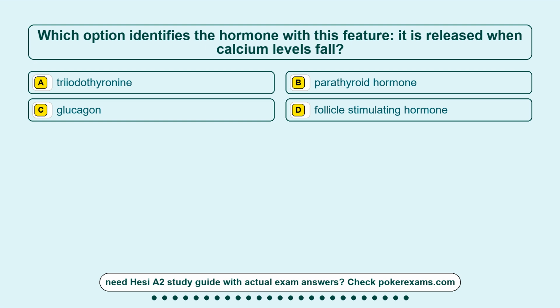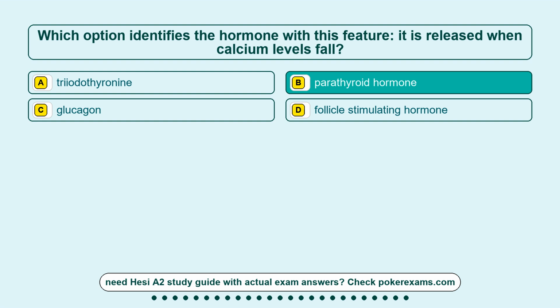Question 10. Which option identifies the hormone with this feature? It is released when calcium levels fall. Option A, triiodothyronine. Option B, parathyroid hormone. Option C, glucagon. Option D, a follicle-stimulating hormone.